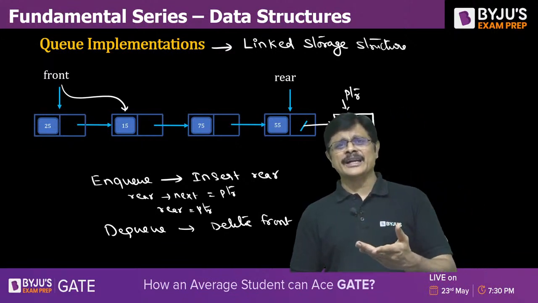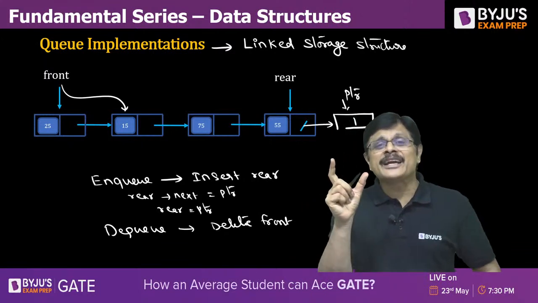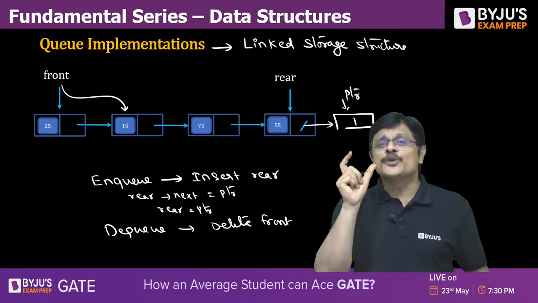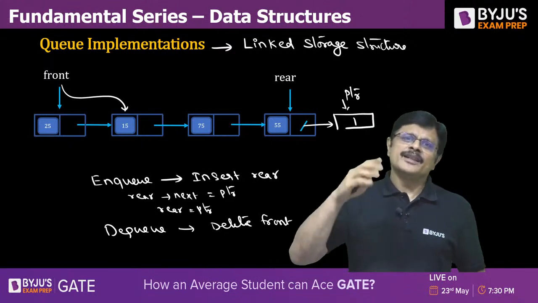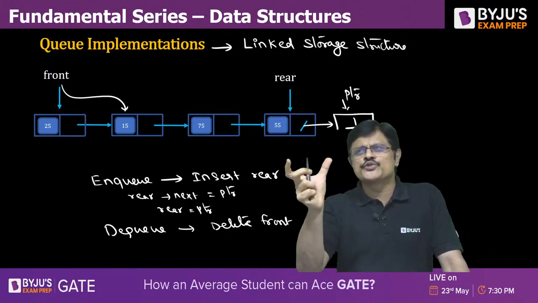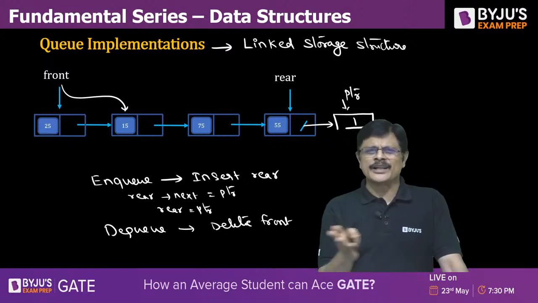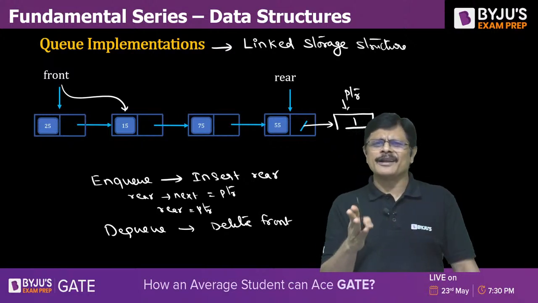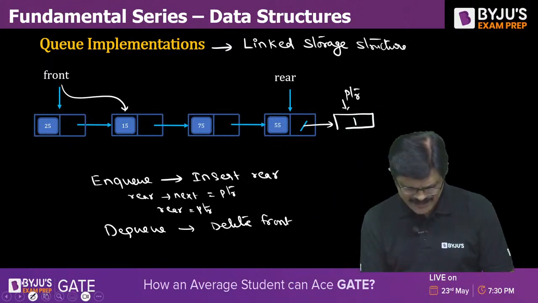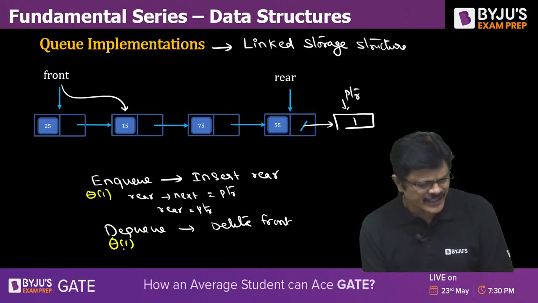But actually the Q full condition we cannot get as we get it for arrays, my dear friends, because we dynamically create the nodes here. Am I clear? So, the Q full condition comes from the malloc or calloc function, whatever you use for creating new nodes. If heap memory is full, then only Q will be full. Otherwise, with a linear linked list, Q full generally won't happen, at least for our examples. Got it? So, both these operations can be done in theta 1 time.